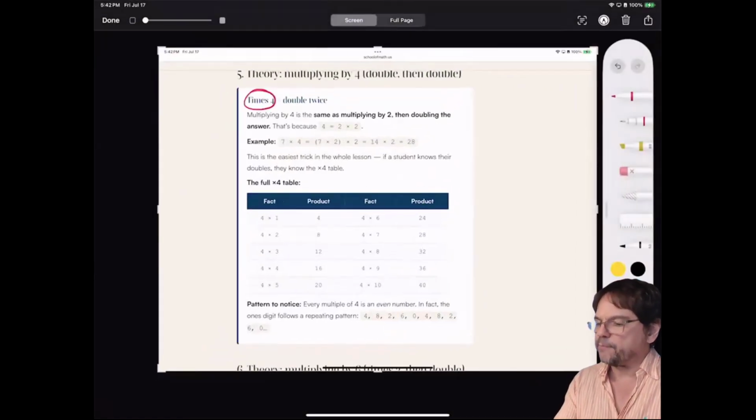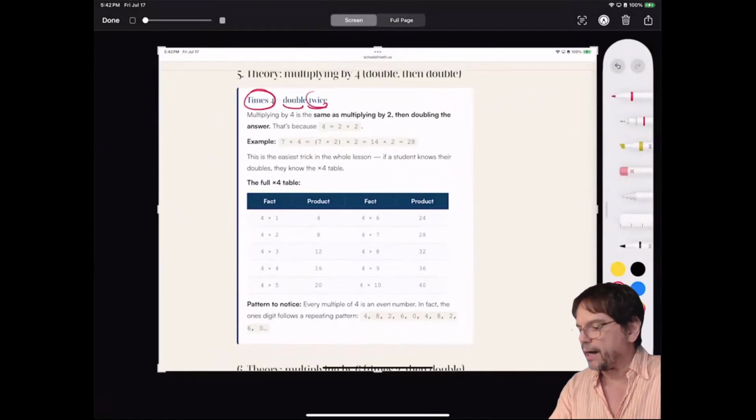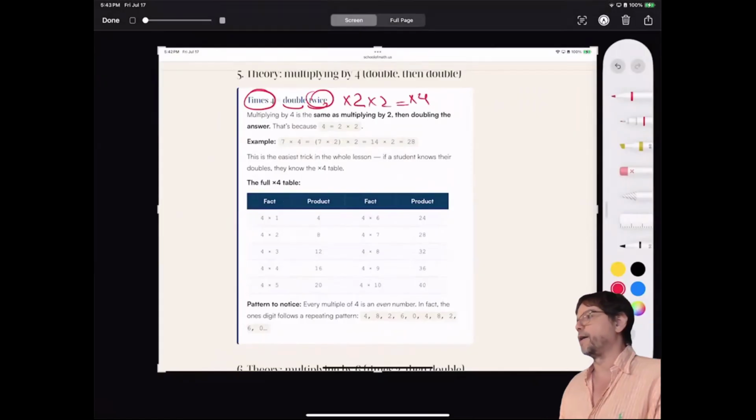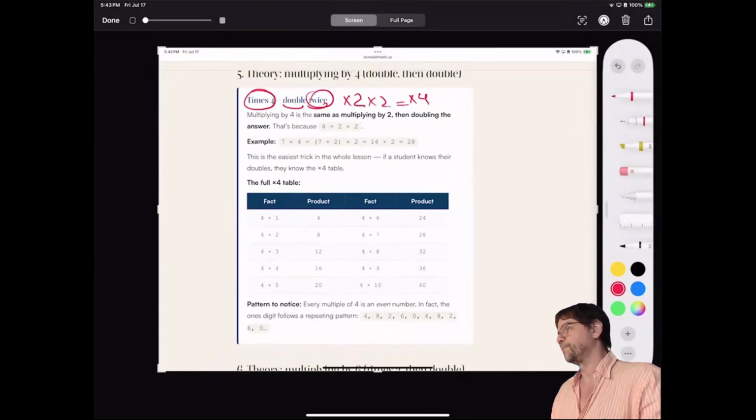Sloan, what is times 4? Double twice. What is twice? Times 2. If you double times 2, you have times 4. Super easy? Okay.